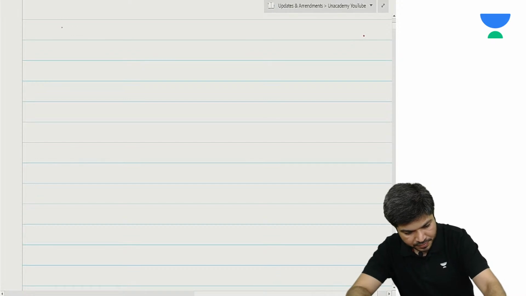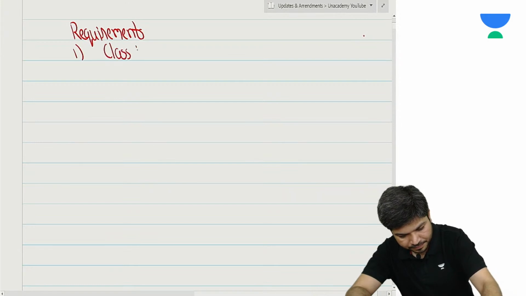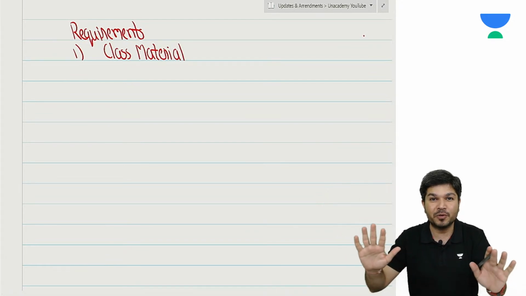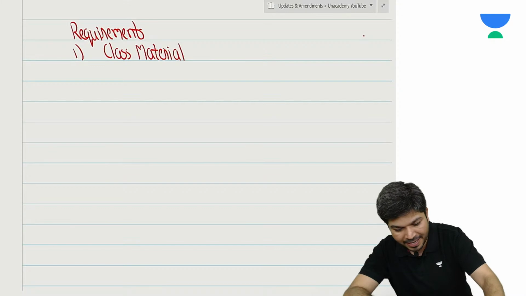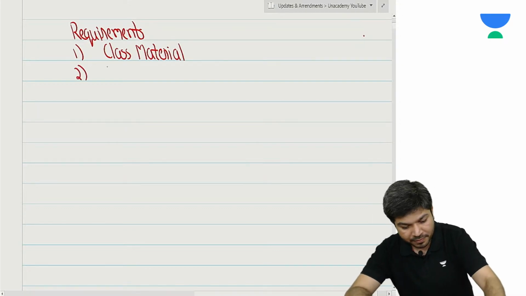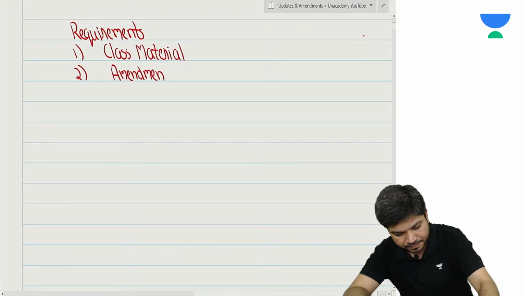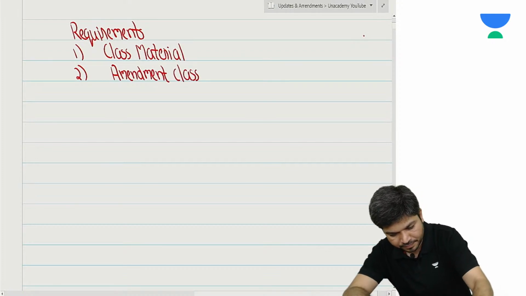Number one, you need to finish your class material. Okay, sir, I attended your batch 2 attempts back. Is it fine? Chalega. Whichever batch you have attended, it is fine. So, class material, whichever batch you attended, that's okay. Number two, you need to cover all the amendment classes which we have come up with, after your coaching.